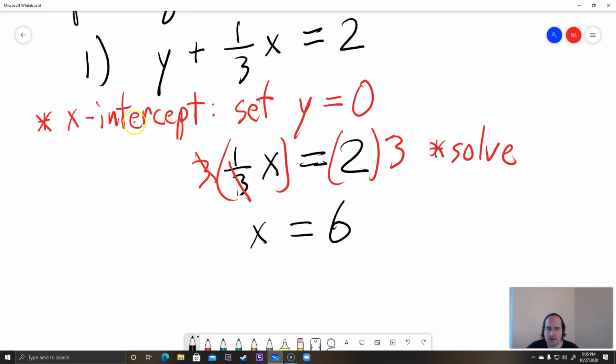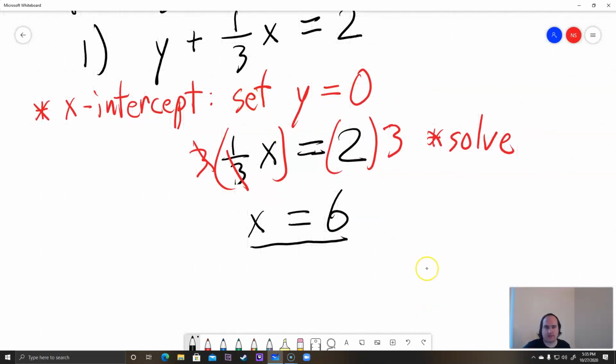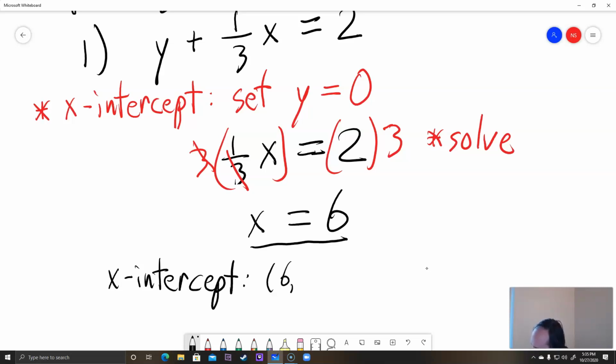So what we just did here is we found the x-intercept. So this is the x-intercept. X equals 6. And know that when x equals 6, y has to equal 0. Right? Because we set y equal to 0. So here the x-intercept is actually a point where x is 6 and y is 0. So it's the point 6, 0. Okay? So when we're doing our graph, we can actually go ahead and plot that x-intercept as a point.